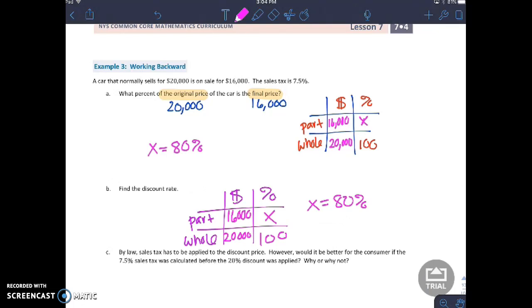80% is not the discount rate. So instead, you have to subtract 80% from 100% to get 20%. You're paying 80%. The discount is 20%. So the final answer is 20%. It's probably not even necessary to do the tic-tac-toe. You could probably just go from 100 minus 80, get 20% right away. That would get you the answer as well. But if you weren't sure where to start, the tic-tac-toe is definitely a good place. So the final answer here is 20%. That's the discount. 80% is the amount you are paying.